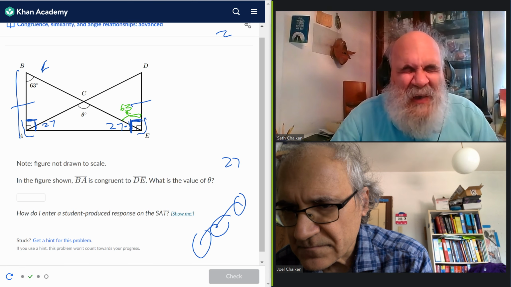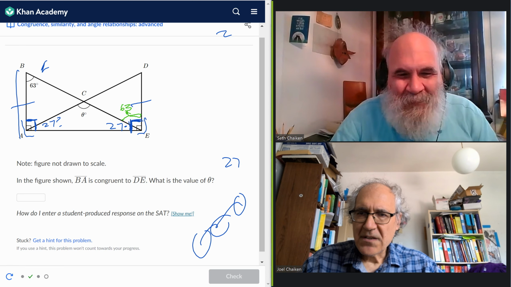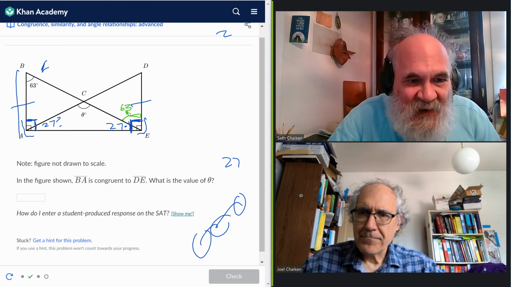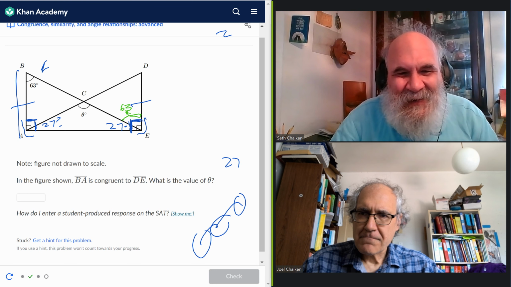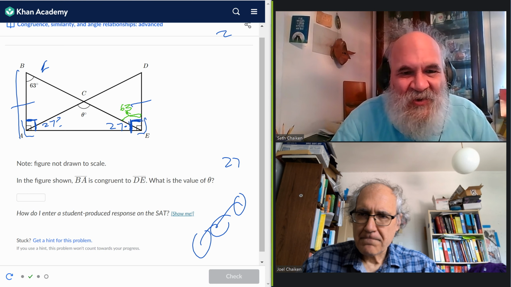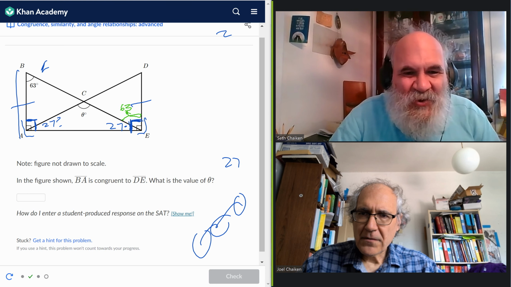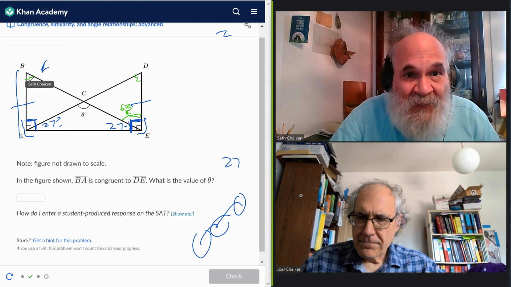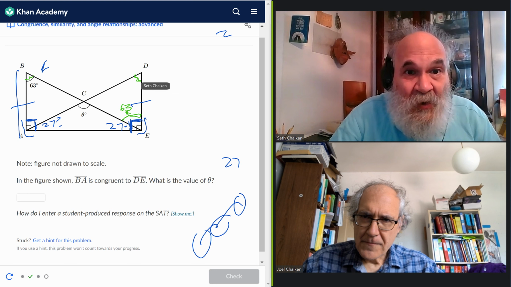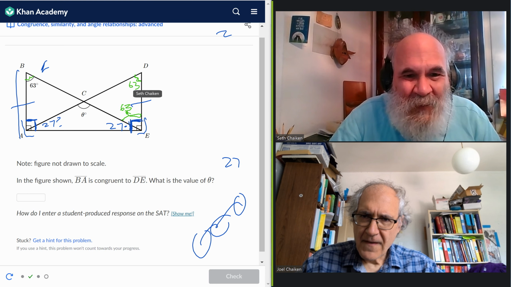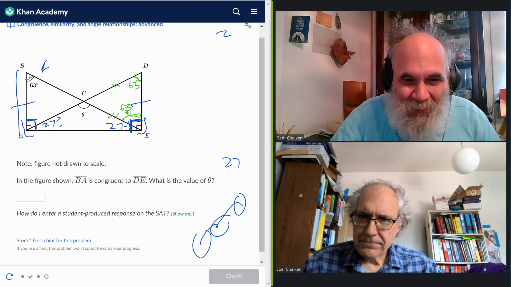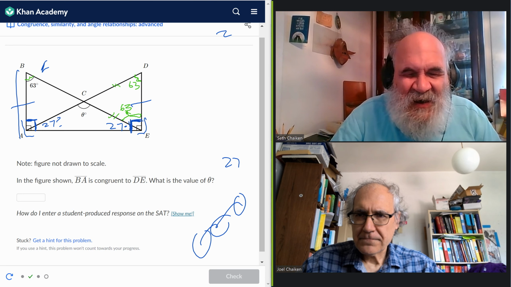Now, we have two big congruent triangles. BAE is congruent to DEA, which means that the labeled 63 degree angle and the angle at D are equal. So they're 63. So what we have is an isosceles triangle with 63 degrees on each of the equal angles.